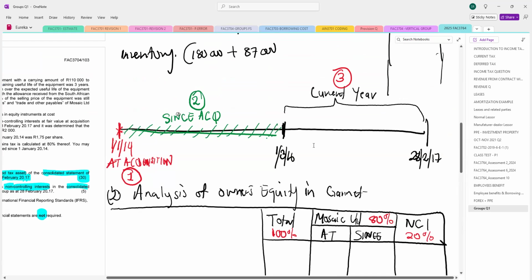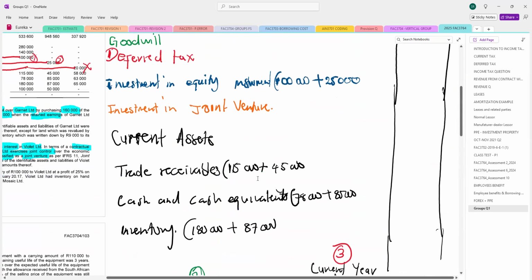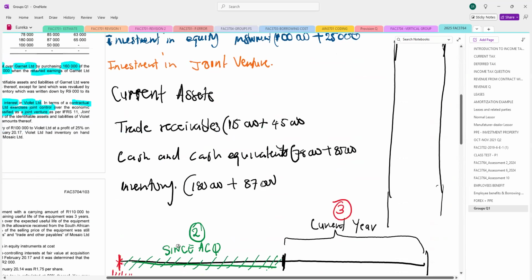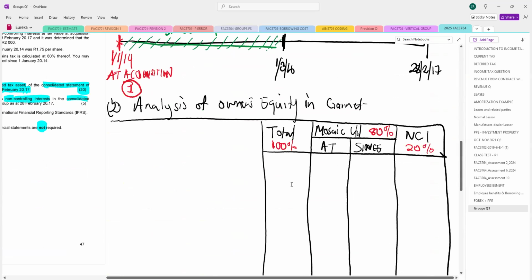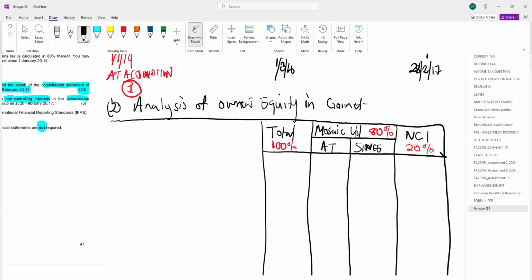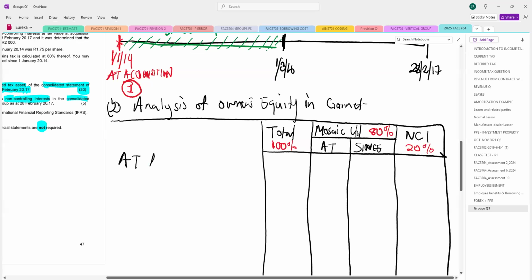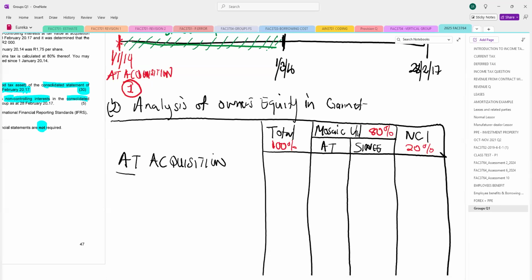Anyways, so these are the 3 stages and those are what actually happens on those stages. And that is why it's important, that's how it gets combined into the consolidation process. So now let's apply. Now that I've got all 3 stages, I'm going to start at acquisition. This is my first stage, at acquisition, right? So I want to check how much equity Garnet actually has.